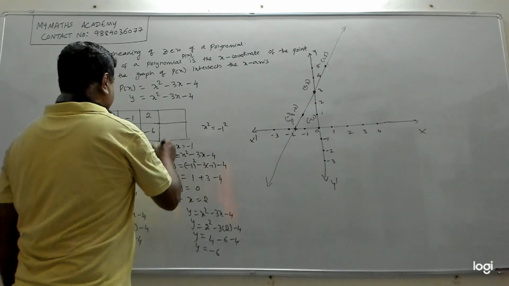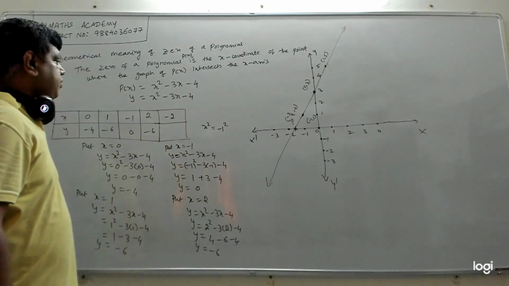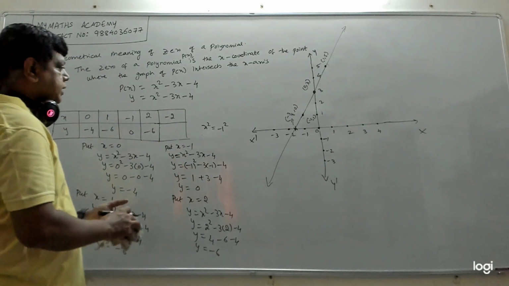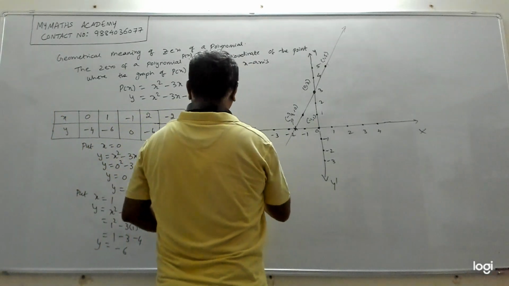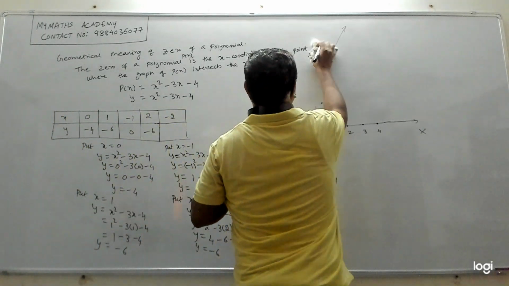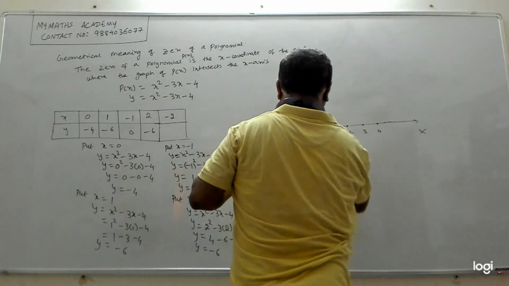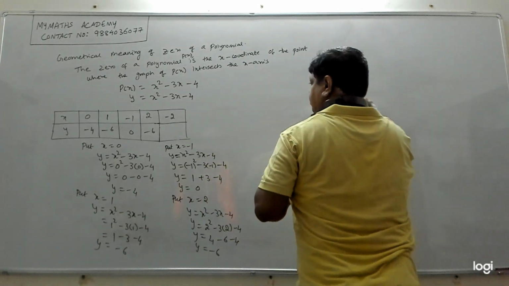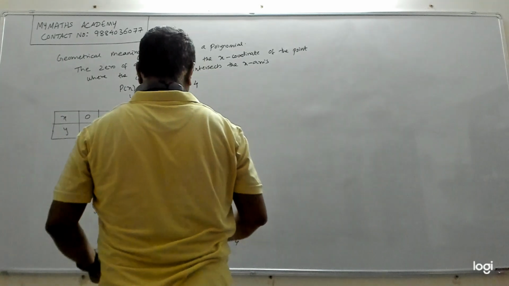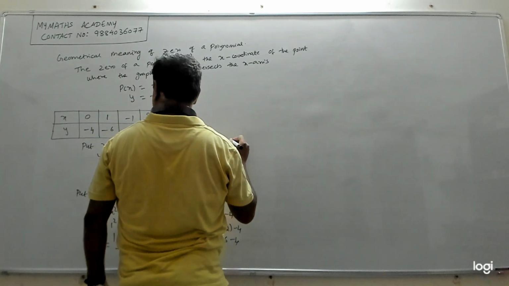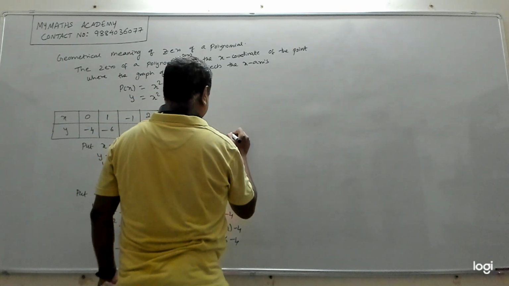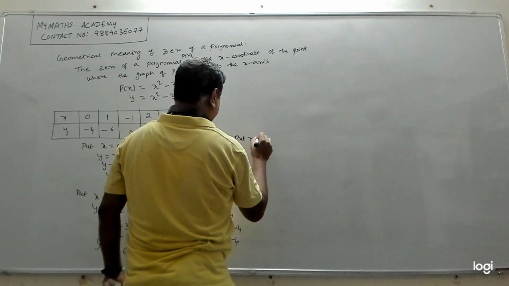Now let's put minus 2. Right? If I put minus 2, what do I get? So we need to extend this. Let me erase this graph. Now the next one is, we need to put x is equal to minus 2.